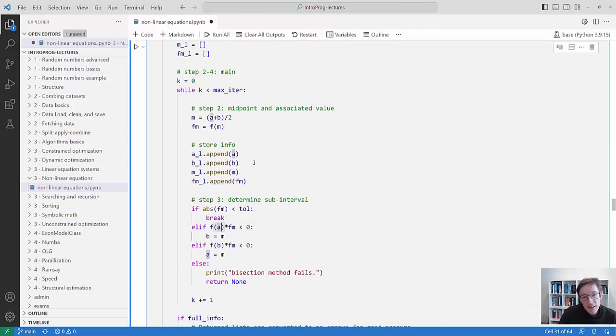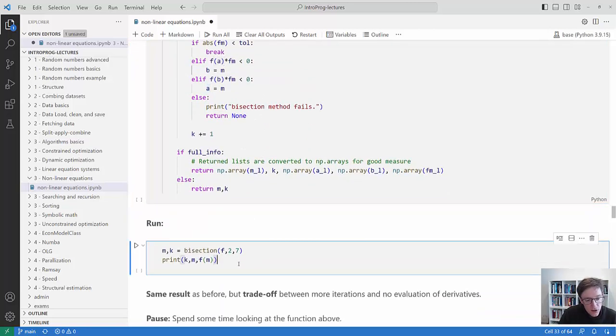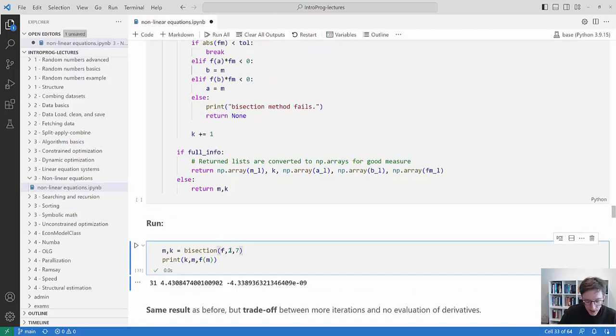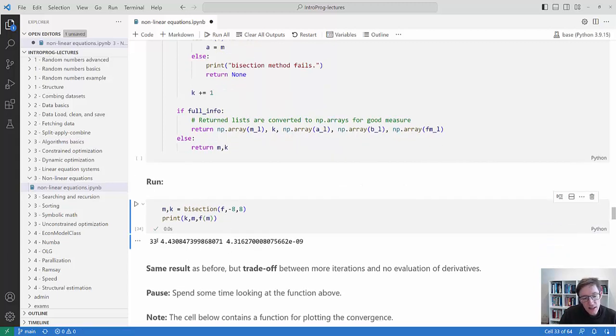Here I did it in a slightly different way in terms of using the while loop. Now I did a while less than max iter here. That's just another way of implementing this maximum number of iterations than what I did before. But okay, let's just run this, and here I did it between 2 and 7. I think I could do the same thing as I had above, and it converges nicely to results that are very similar, and where the function value is close to 0.